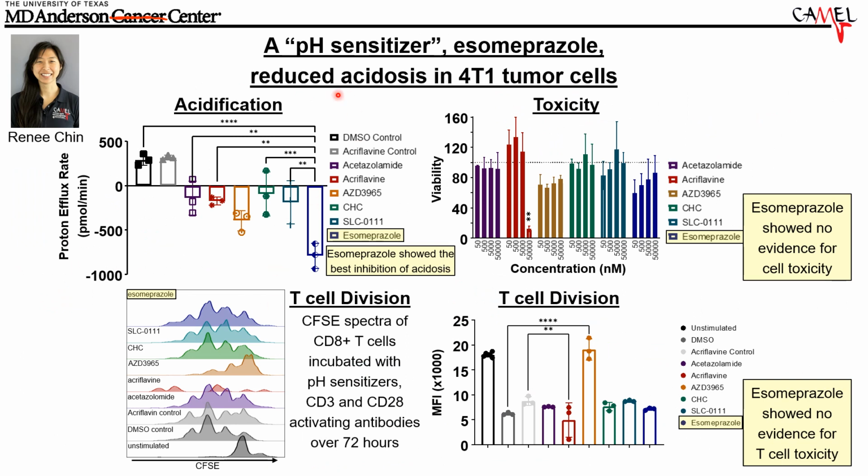So we've been studying a pH sensitizer, esomeprazole, that can reduce acidosis in a 4T1 tumor cell line, as shown by this in vitro data right here. Esomeprazole is a VATPase inhibitor and works better at reducing pH, so therefore is a pH sensitizer, than the other inhibitors that we tested in this study. Esomeprazole does not cause toxicity against the tumor cells and also is not toxic against T cells. T cells continue to divide when treated with this drug.